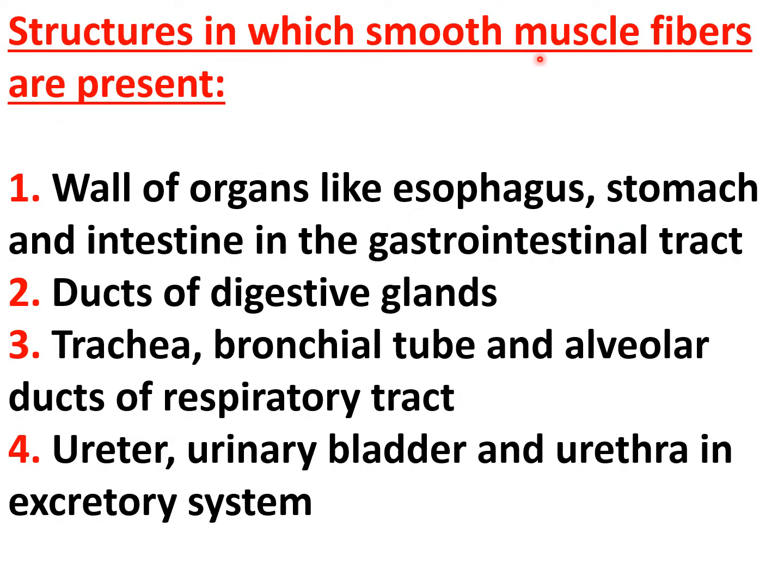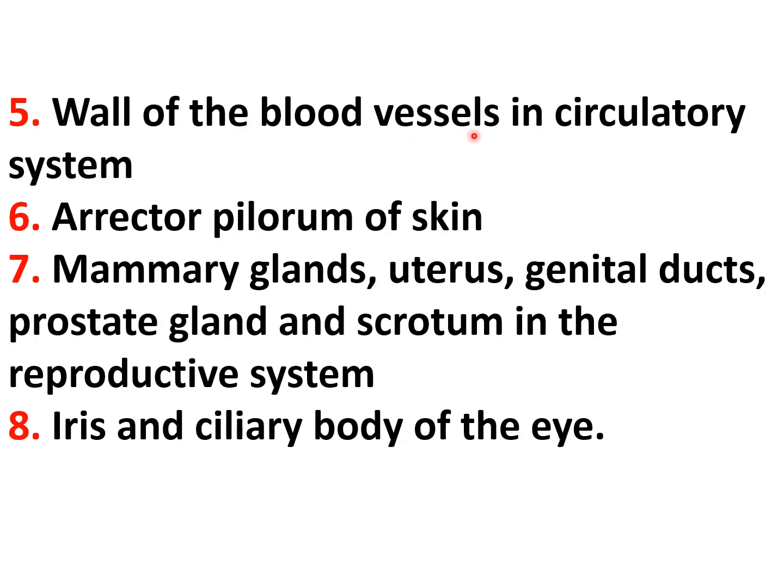And structures in which the smooth muscle fibers are present, for example, the wall of organs like the esophagus, stomach and intestine in the gastrointestinal tract. Then ducts of the digestive glands, trachea, bronchial tube and alveolar ducts of the respiratory tract, ureter, urinary bladder and urethra in the excretory system, wall of the blood vessels in the circulatory system, and arrector pili of the skin, mammary glands, uterus, genital ducts, prostate gland and scrotum in the reproductive system, iris and ciliary body of the eye.